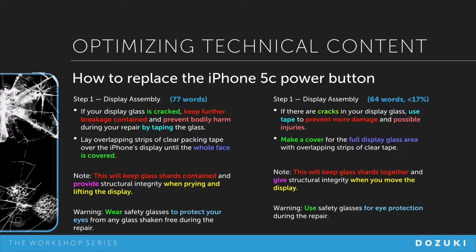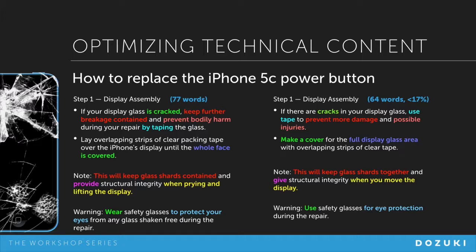So for example, take the word crack. In STE, crack is defined as a technical noun. So if you use it as "it's cracked," then you're basically using it as a verb or as a past participle. So we try and avoid that in STE.